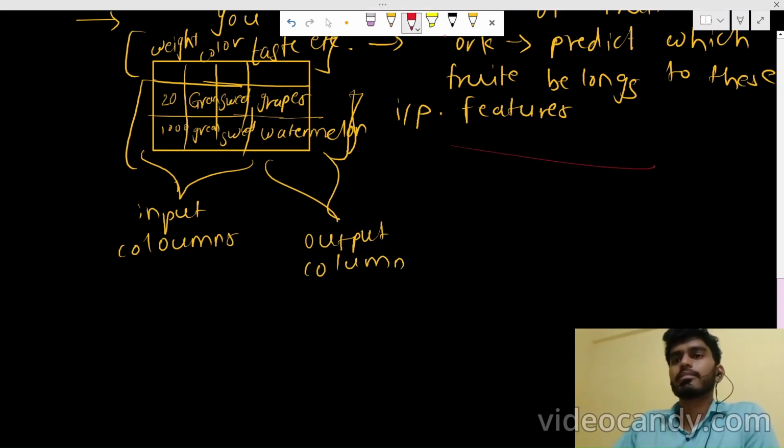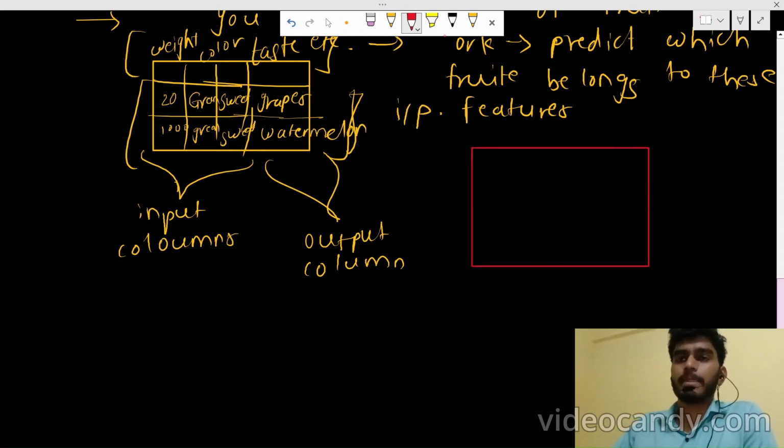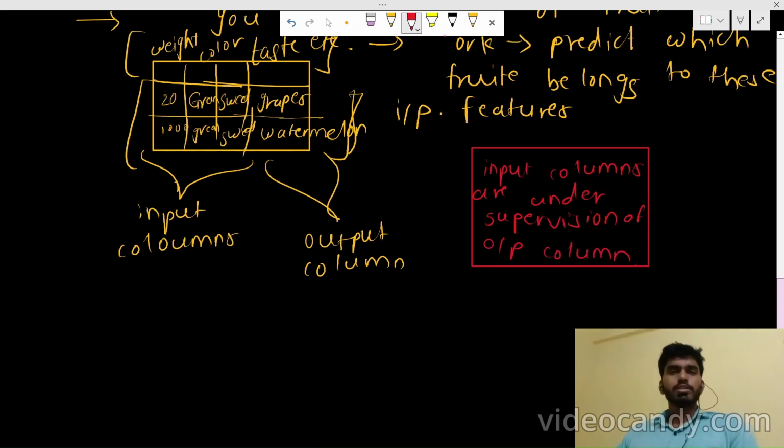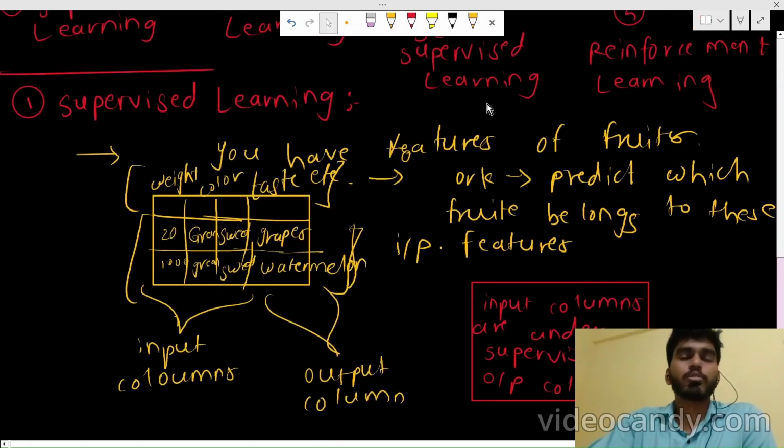So the major part of why it is called supervised is that the input columns are under supervision of the output column. So this is called supervised learning. The model will understand which kind of features belong to which output, right? This is the task of supervised learning.